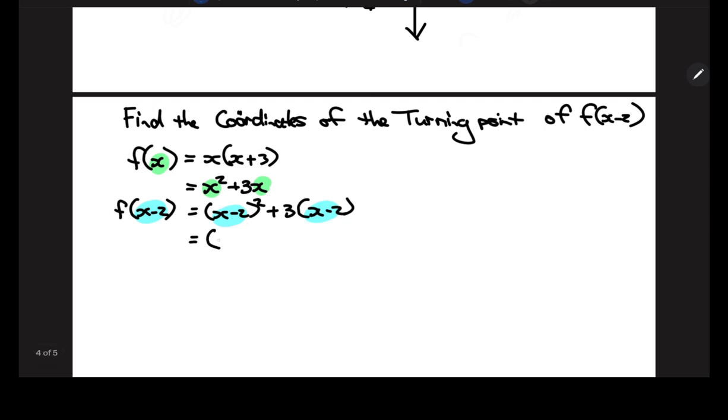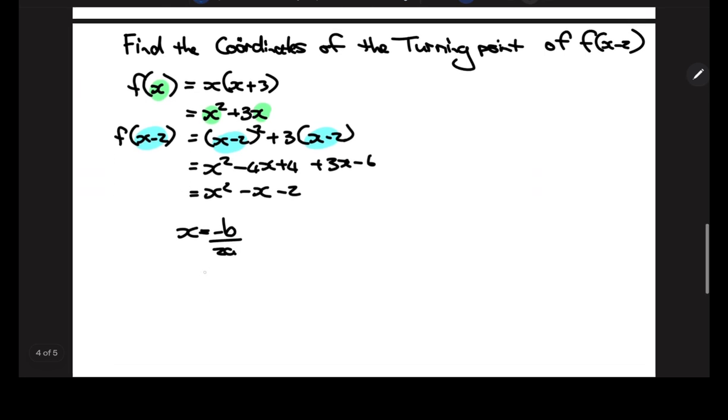We have to write these two brackets twice, but I'm not going to do that. I'm just going to simplify, and we can just take shortcuts. So it's x squared minus 4x plus 4 plus 3x minus 6. Okay, we're just going to simplify again. That will give us x squared minus x minus 2, and now we can find the turning point, negative b over 2a. It's negative 1, so that becomes a positive 1, and then 2a, so it would be a half.